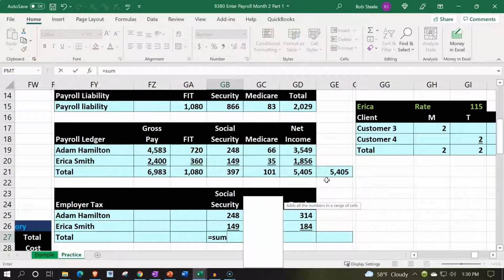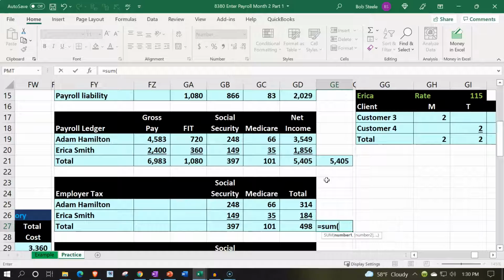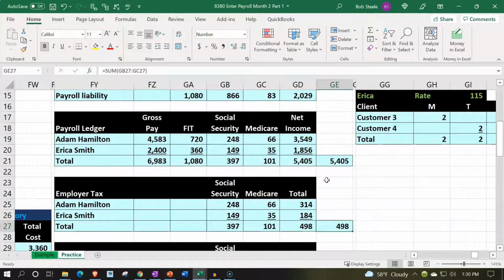So if we take the totals then, this is what we have to pay over and above. So we'll total that up, and then we can sum it up this way too if we so choose. And I do choose to do that for a double check. So this is what we're going to pay on our taxes. So these are our employer taxes that we have to pay over and above the payroll that we're paying to the employees.